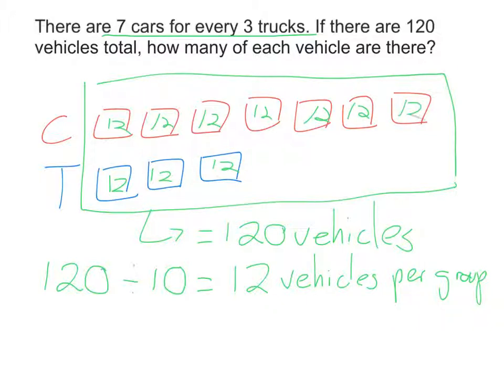So now that we know there's 12 in each, we can add them together to find the total. If there are 3 groups of 12 trucks, that's going to be 36. And if there are 7 groups of 12, 7 times 12 is 84. So we know that there's 84 cars and 36 trucks. Let's do one more example.